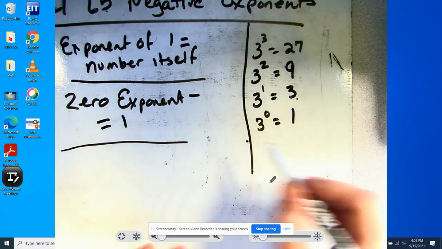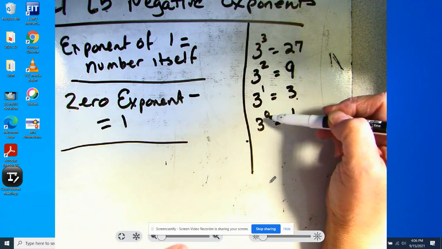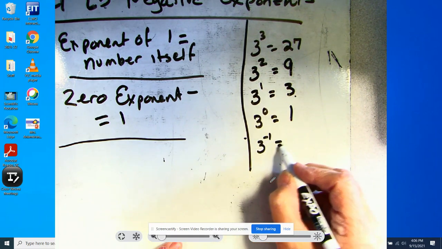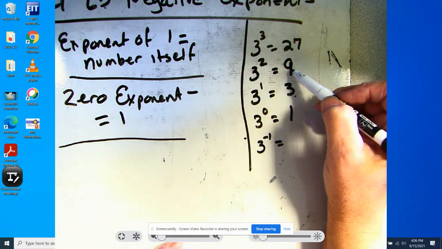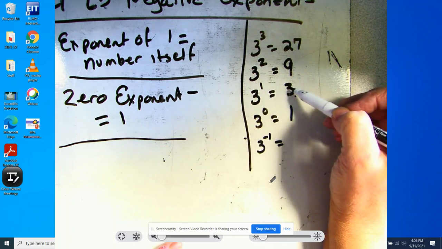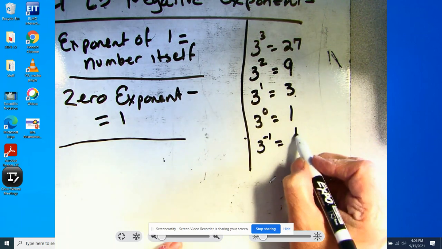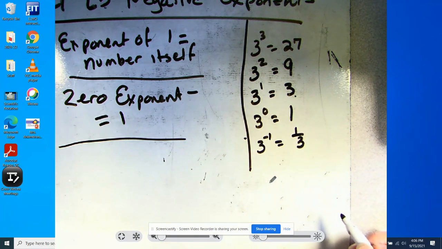Now come the negative exponents. So 3, 2, 1, 0. The next thing would be negative 1. So 27 divided by 3 is 9. 9 divided by 3 is 3. 3 divided by 3 is 1. 1 divided by 3 is 1 divided by 3, or 1/3.